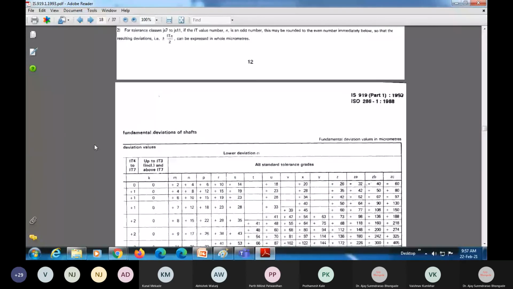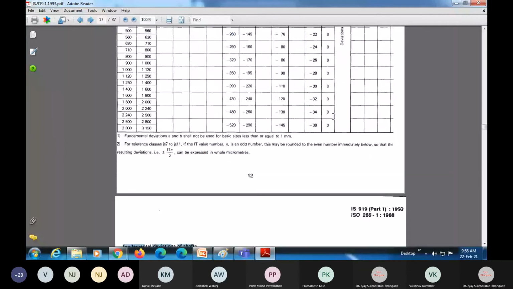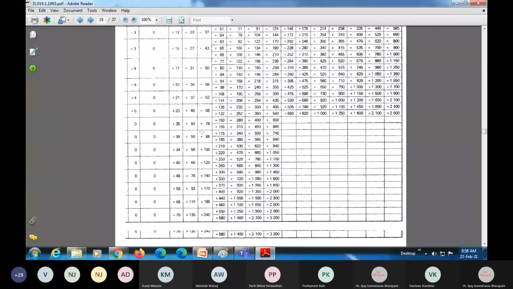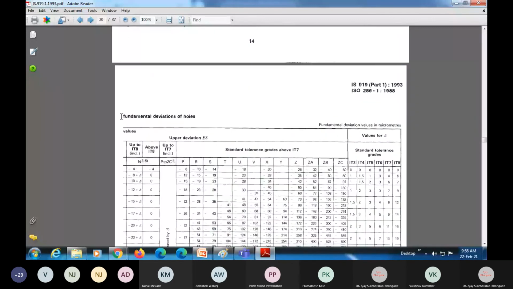Fundamental deviation of the shaft. Okay, so the first table is for tolerance grade IT6 or IT7. The second table is for the fundamental deviation of the shaft. And there is again a third table, that is the fundamental deviation of the holes.